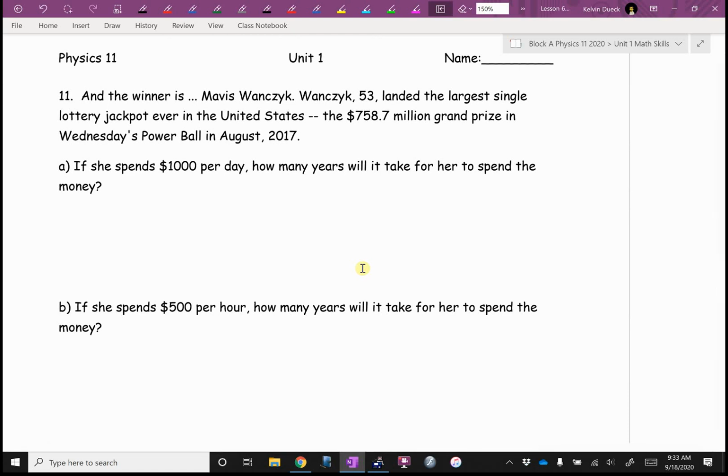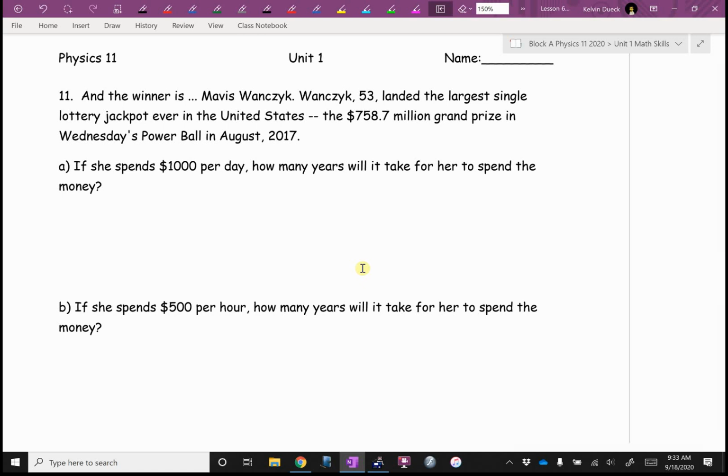In 2017, Mavis Wanchik won the single largest lottery jackpot ever in the US. She won $758.7 million. Let's do a little dreaming. Suppose she spends $1,000 per day. How many years will it take for her to spend the money? Now, this is a bit of a trickier question because we're applying it. So how the heck would I do this?